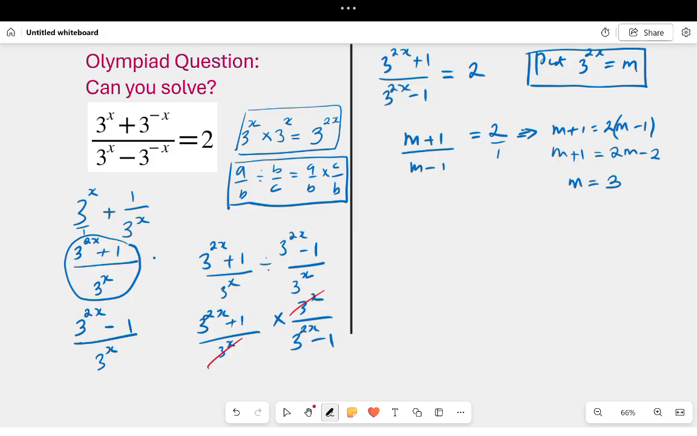Now going back to our substitution, remember we replaced 3 to power 2x with m. So 3 to power 2x will be equal to 3 to power 1, because m is 3, and 3 is just the same as 3 to power 1. The bases are the same, we cancel them out. Now we are left with 2x is equal to 1, and therefore x will be equal to a half.